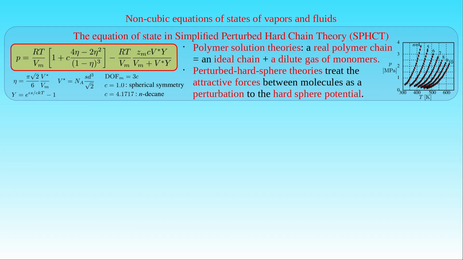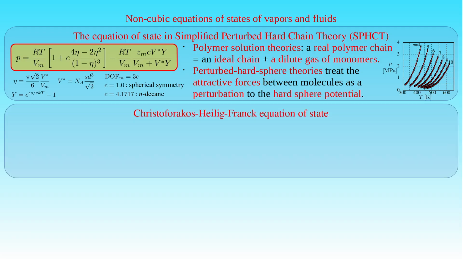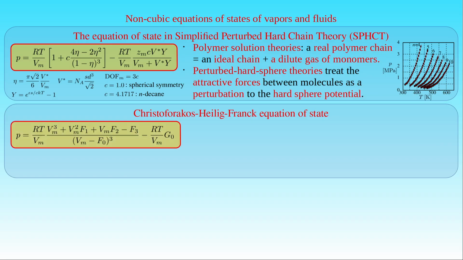The next equation of state was introduced by Christoforakos and Franck in 1986, and Heilig and Franck brought it into a more general form 3 years later by incorporating several types of the repulsion term based on the Carnahan-Starling hard sphere model into the equation of state. The repulsion term in the equation of state has a generalized volume correction factor given by the ratio of the cubic polynomial of the molar volume Vm with the coefficients f1, f2 and f3 to the cube of the difference between Vm and f0. The attraction term has the pressure correction factor G0, which has different forms for the original and the generalized versions of the equation of state.